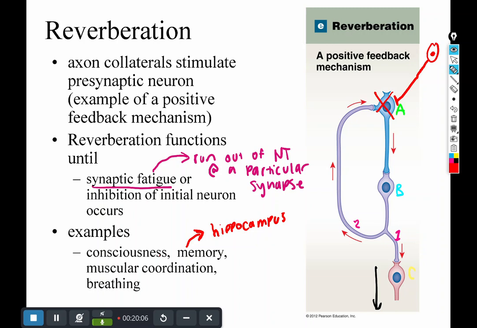Muscular coordination is another one of these things that involves reverberating feedback, as well as consciousness, and also breathing. So these are just some examples. There are many others, but it's nice to have some context for what this weird looking arrangement of synapses might achieve functionally.